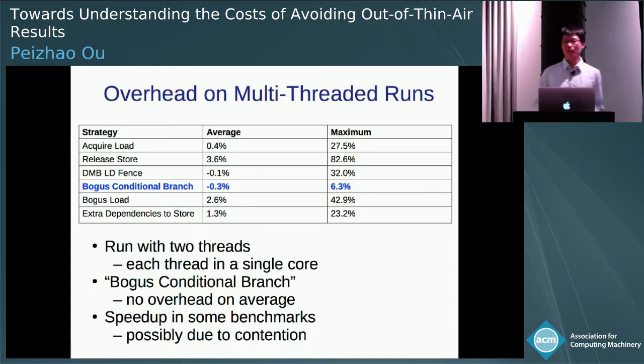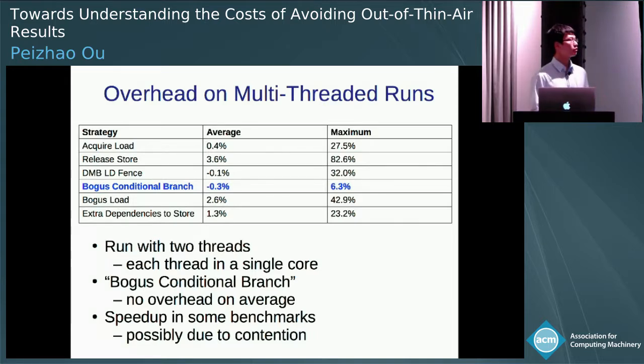In this table, we show the results of different strategies to preserve load store ordering. And the results here are normalized to the baseline in percentage. So lower is better. The first column represents different strategies. The second column represents the average overheads across the 43 concurrent data structures. And the third column represents the worst overheads that we observed in each strategy.